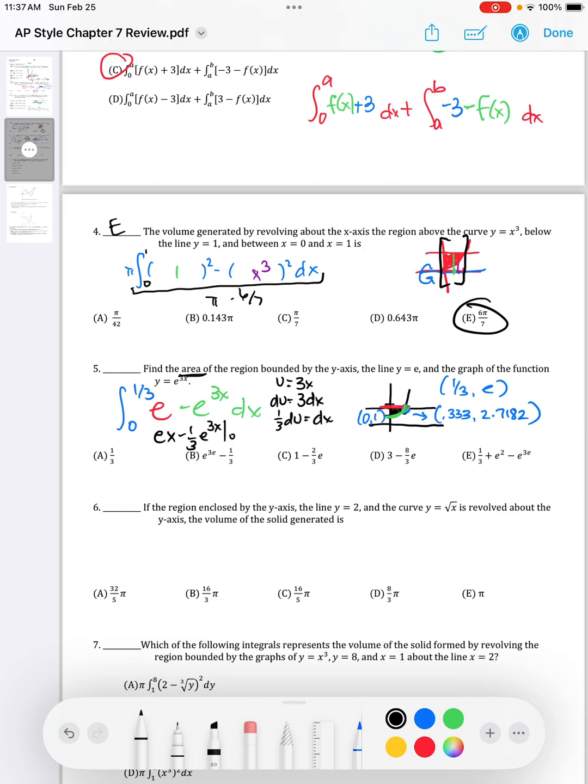And then we're going to evaluate that from 0 to 1/3. So I'm going to start by plugging in 1/3. So I'm going to have 1/3 e minus 1/3 e to the 3x times 1/3, so 1/3 e. So that's all going to cancel out. 1/3 e minus 1/3 e. And then I'm going to plug in 0 to everything. So 0 times e is going to be 0. 0 plugged in here is e to the 0, which is 1. So minus 1/3. So I'm going to have negative 1/3, which will be positive 1/3 for an answer of A.